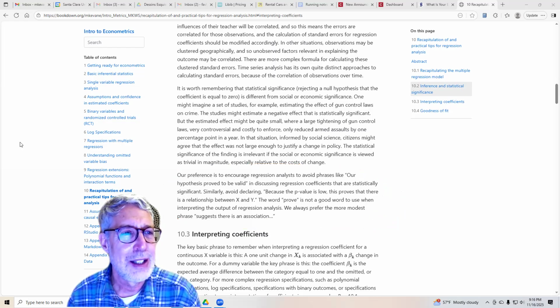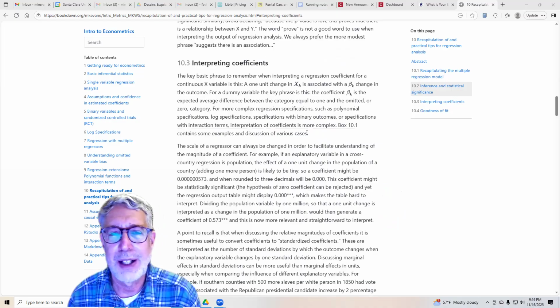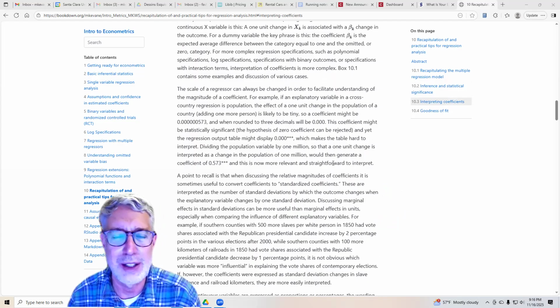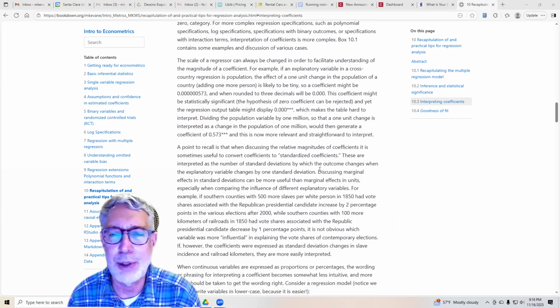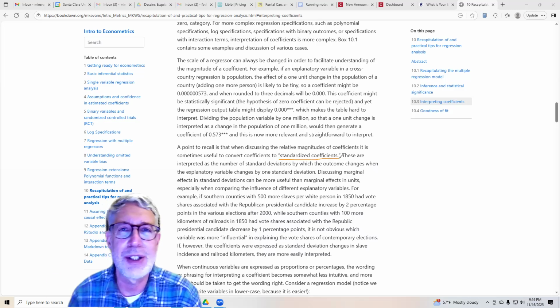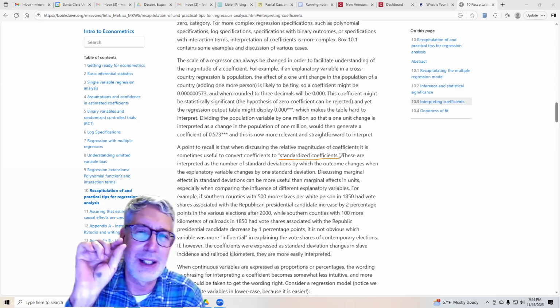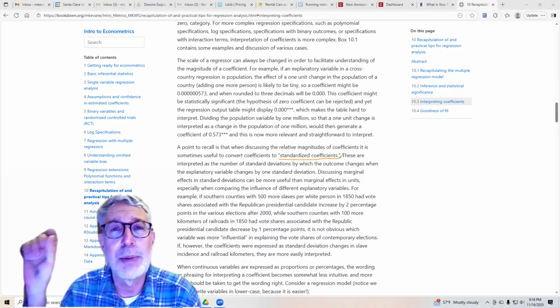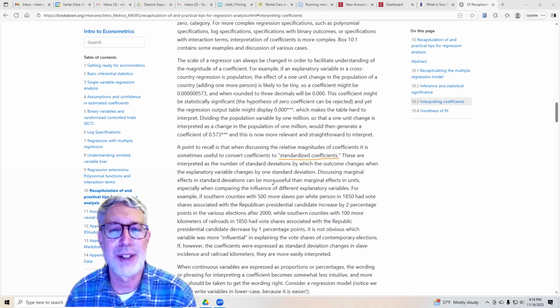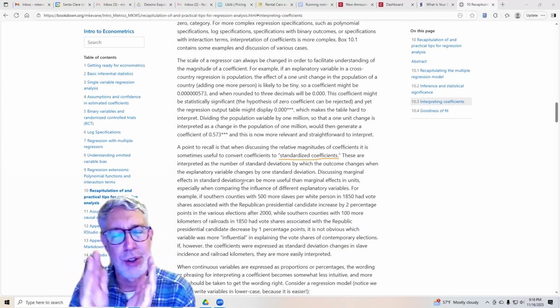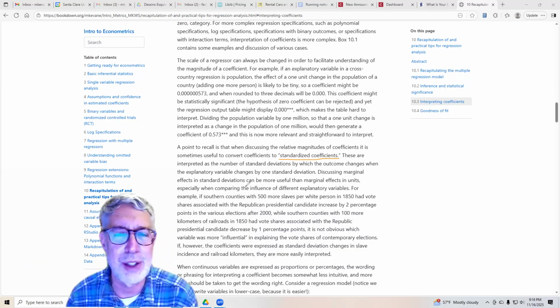So let's continue on down here. We have a section about interpreting the coefficients of regression. And I'm not going to say too much about this except to remember to know how to calculate standardized coefficients, how much a one standard deviation in the X variable affects the Y variable in terms of standard deviations of the Y variable. So standardized coefficients are comparable across different variables in terms of their effects on the outcome.